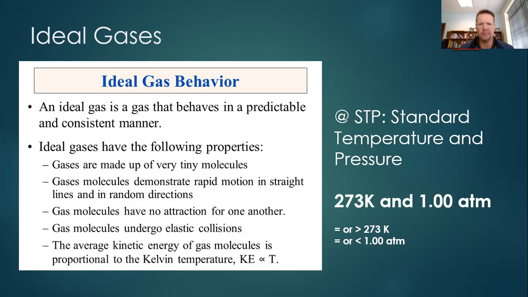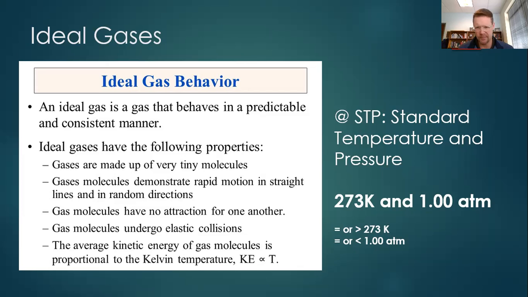An ideal gas is a gas that behaves in a predictable and consistent manner. Ideal gases have the following properties. They are made of very tiny molecules. They demonstrate rapid motion in straight lines and in random directions. Gas molecules have no attraction to one another. They undergo elastic collisions, and the average kinetic energy of a gas molecule is proportional to the Kelvin temperature. So kinetic energy is directly proportional to temperature.